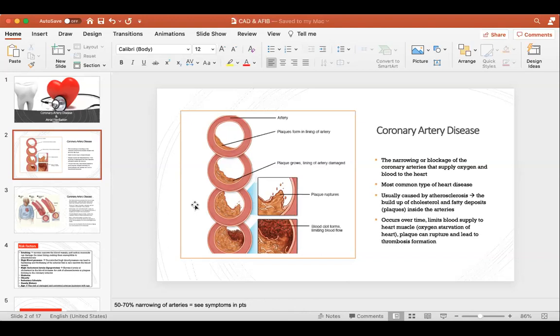So how many types of angina? You've mentioned stable and non-stable, correct? Yes. Now, there is a third one. What's the third one called?